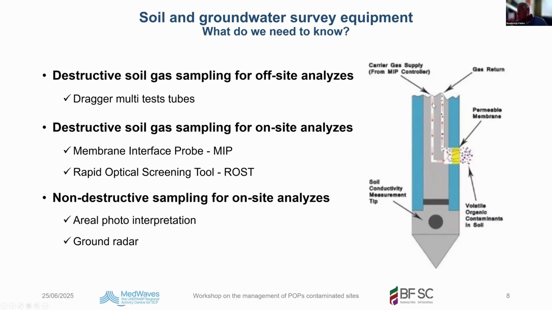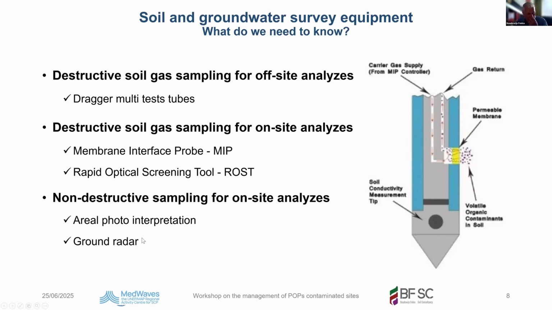The tubing goes to the truck on site, and there you have a GCMS to measure the volatile components. So this is a MIP, and this is an on-site analysis. Non-destructive sampling for on-site analysis, area photo interpretation, and ground radar.